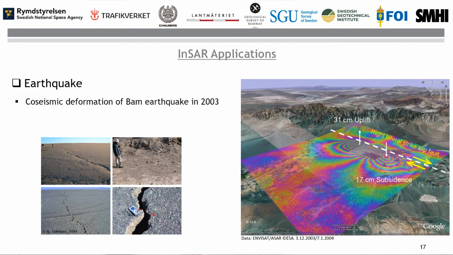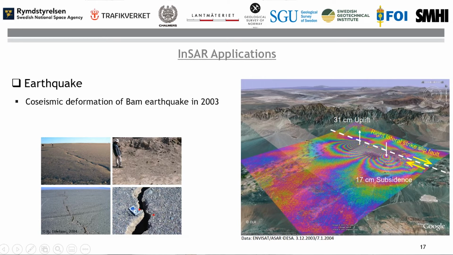And another application is earthquake monitoring. Here we can see the famous co-seismic deformation of the Bam earthquake that happened in Iran in 2003. Here we can see the fringes created by the deformation in the strike-slip fault line, and some fringes created with this movement of the fault, the lateral movement.